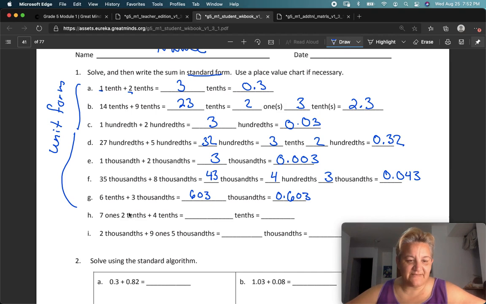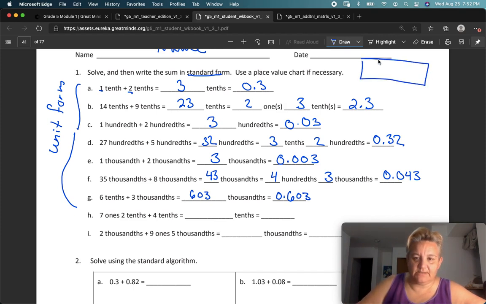Next one, 7 ones and 2 tenths plus 4 tenths. All right, hang on. There's my place value. There's 7 ones and 2 tenths plus 4 tenths, so 4 tenths. Well, that's 7 ones and 6 tenths. That's like saying 76 tenths, right? 76 tenths, which is 7.6.